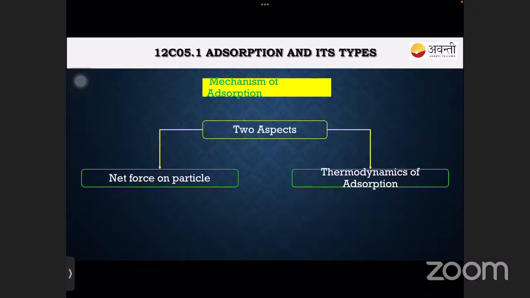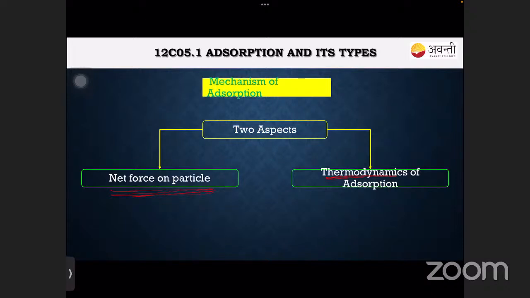Now we'll see how the adsorption process is happening. You know that the adsorbate is going and attaching on the adsorbent, but how and why are they attaching actually? We'll be seeing that. For that, there are two aspects. One is net force on the particle: what type of forces will be acting on the particles, let's say adsorbate and adsorbent, what kind of force will be present between them. And one more thing we'll be seeing, that is the thermodynamic aspect, how thermodynamics will be affecting the adsorption process. These two will be seen.